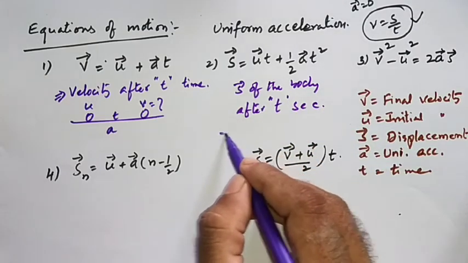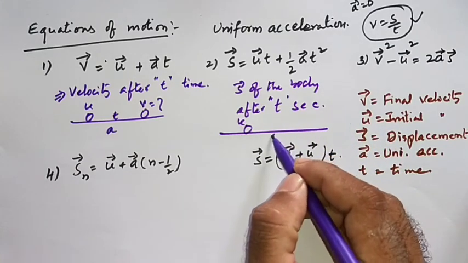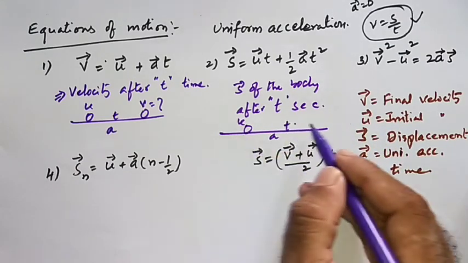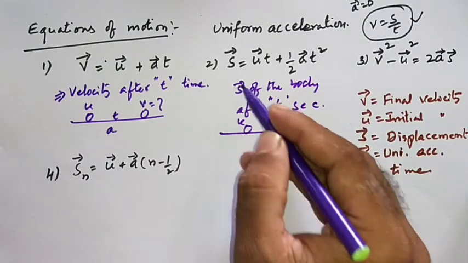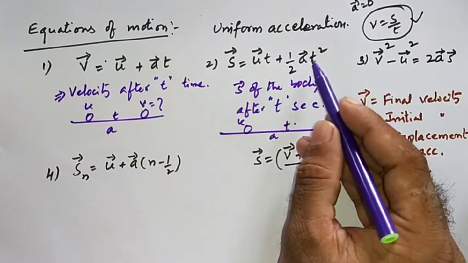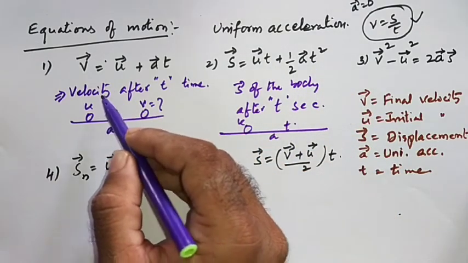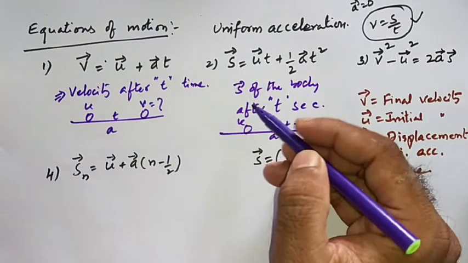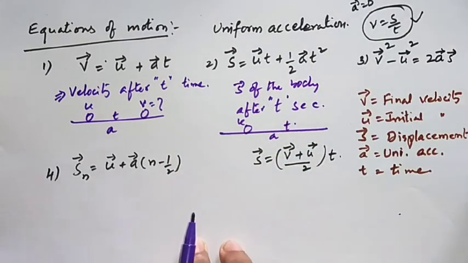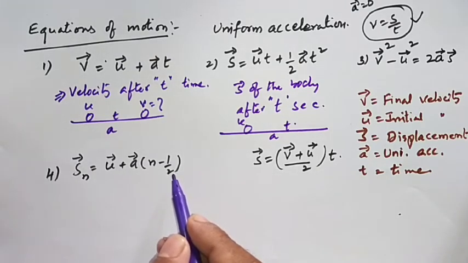An object is moving. We know its initial velocity, and the uniform acceleration is a. After t time, what is the displacement traveled by it? You can calculate that using S is equal to ut plus half at square. The first is used to calculate velocity after t seconds; this is used to calculate displacement after t seconds. Understood? Now when will we use Sn equal to u plus a into (n minus half)?